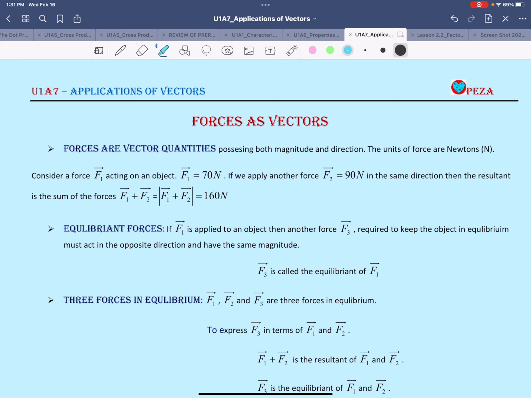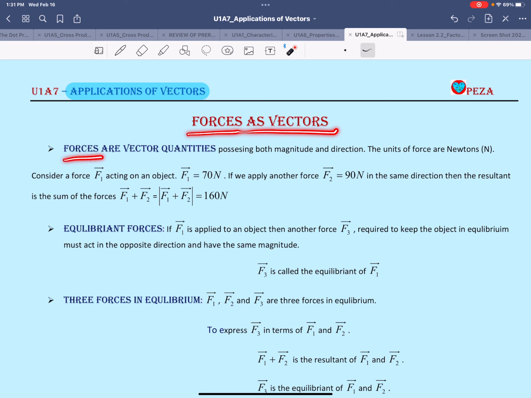We have arrived at the end of Unit 1, where we learned about vectors and how to operate with them. And now it's time we use all the knowledge we've acquired to solve some everyday word problems where vectors are involved, or applications of vectors. We'll start off with forces as vectors.